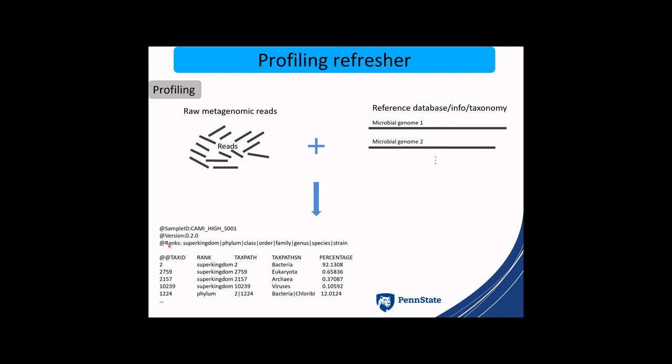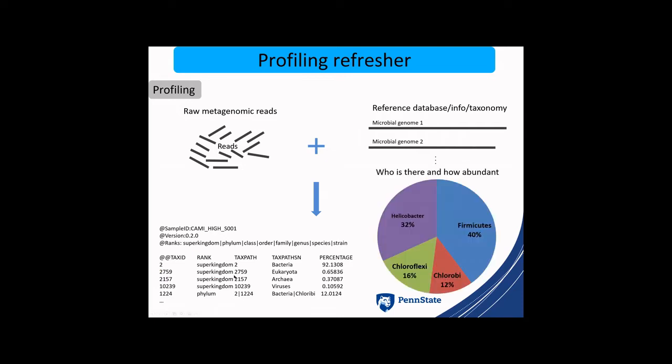So this over here is a CAMI formatted taxonomic profile, but basically what it's doing is it's telling you who is there and how abundant those different organisms are. So basically what it'll allow you to produce is one of these much hated little pie charts right here. But the takeaway is it's telling you who is there and how abundant they are.